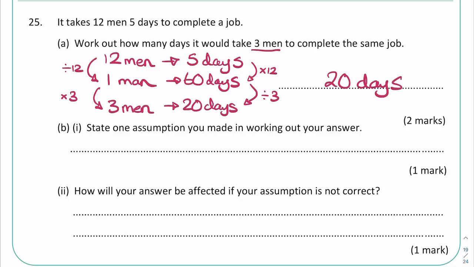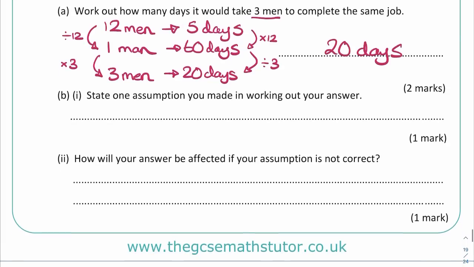In this particular one, to be fair, 12 had a nice link with 3. As you are multiplying 12 by 4 to get 3 men, you could have actually just multiplied 5 days by 4, and that would have given you 20 days straight away. But that's not going to work for every question, but this one did have a really nice link between the 12 and the 3. So there we go, inverse proportion.